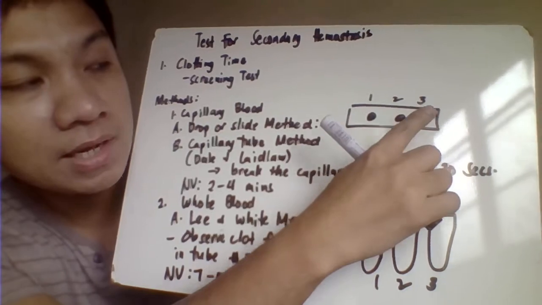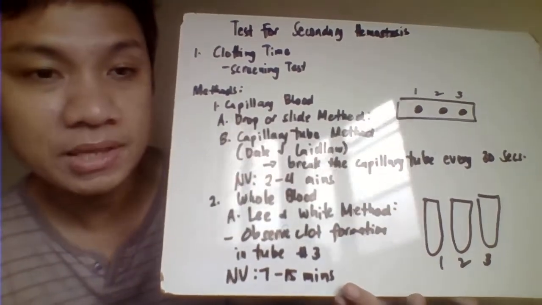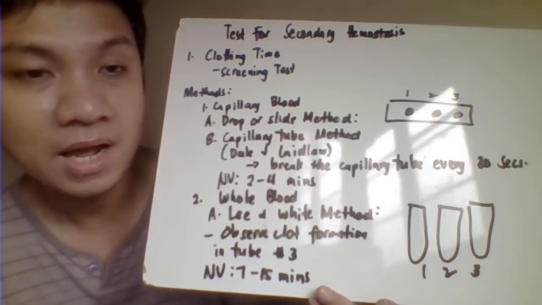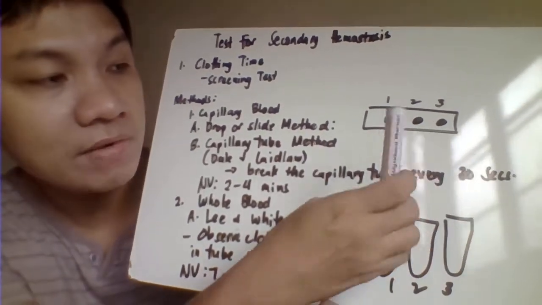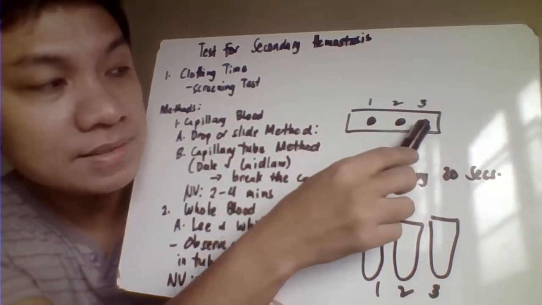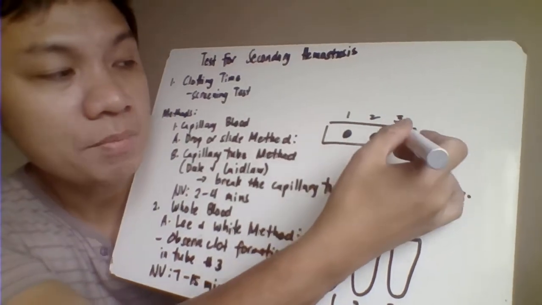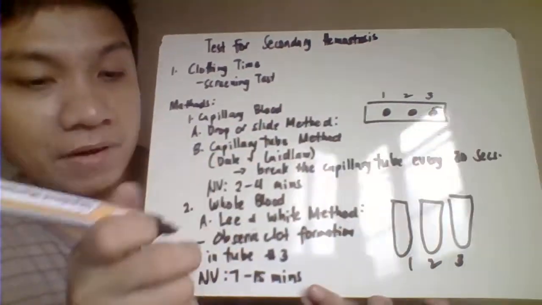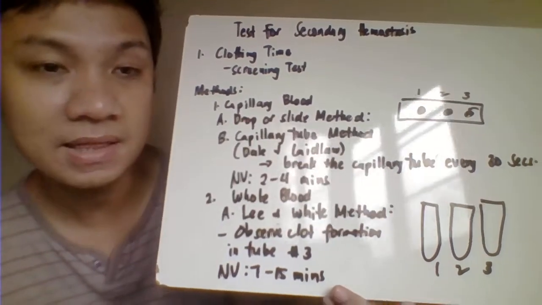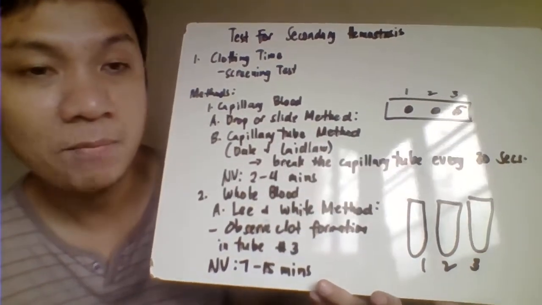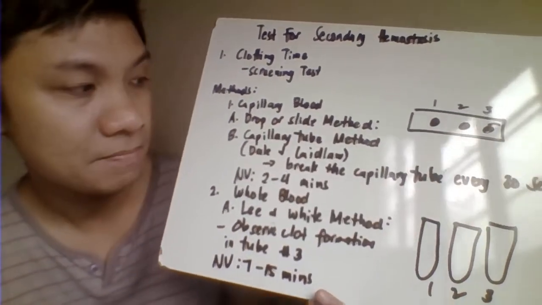Start with number 3, then 2, then 1. Then, every 30 seconds interval, you try to check for the fibrin clot formation. All you need to do is just flick this one with your lancet, then wait until this one is able to form the fibrin clot. The clotting time here would be the time when you're able to form the fibrin clot in your number 3.